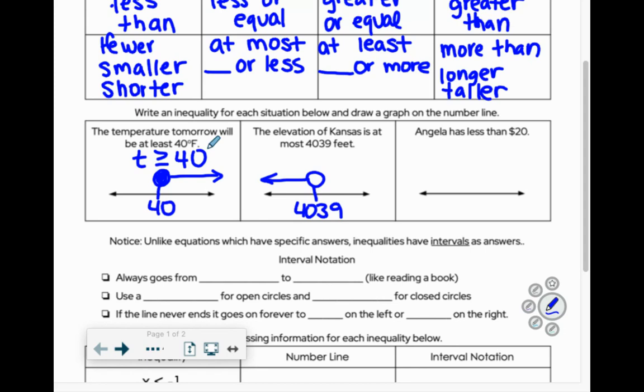Okay? So sometimes, like on the first one, we wrote our inequality first. This one, I drew our graph first. It doesn't matter which one you start with. Should I fill in this circle? Yes, because at most means it can actually do that number too.